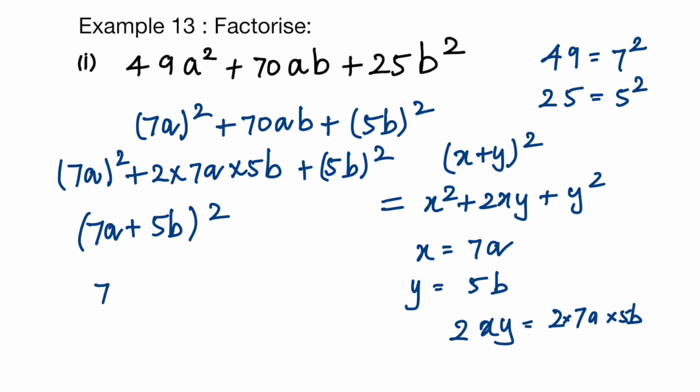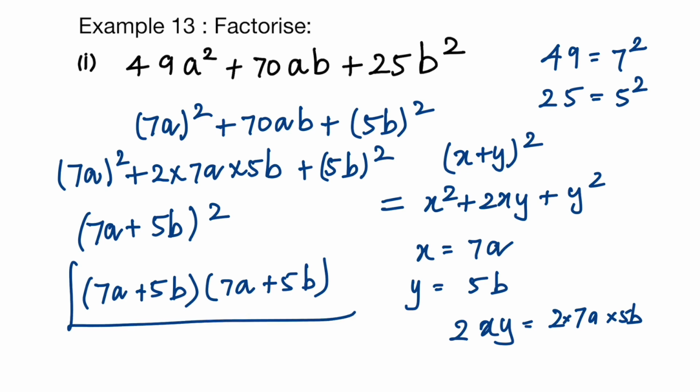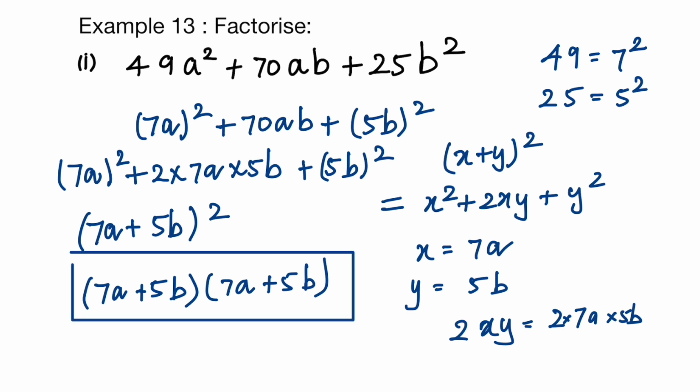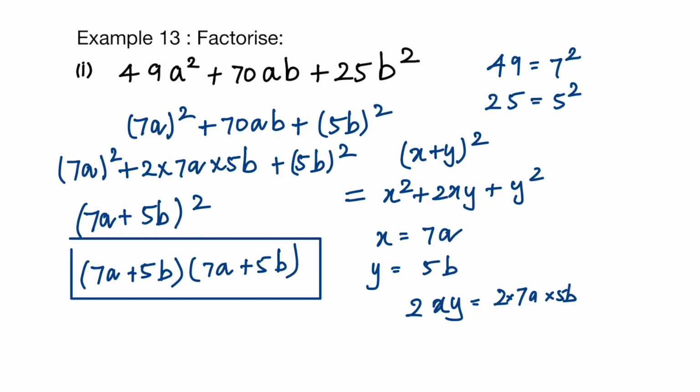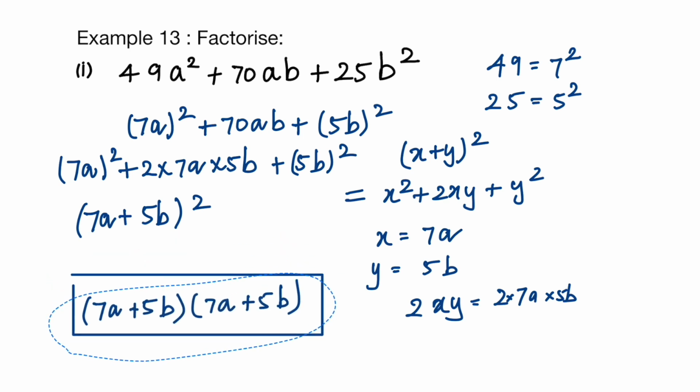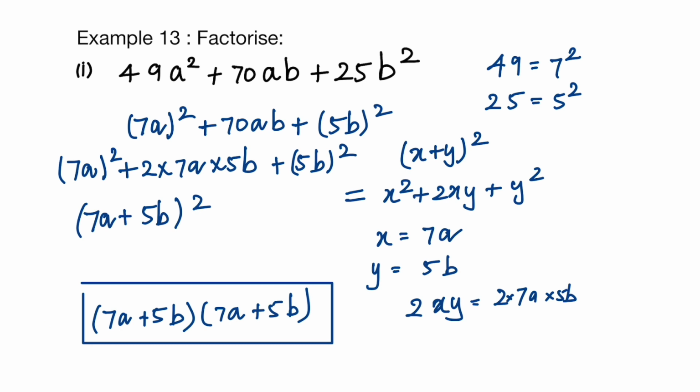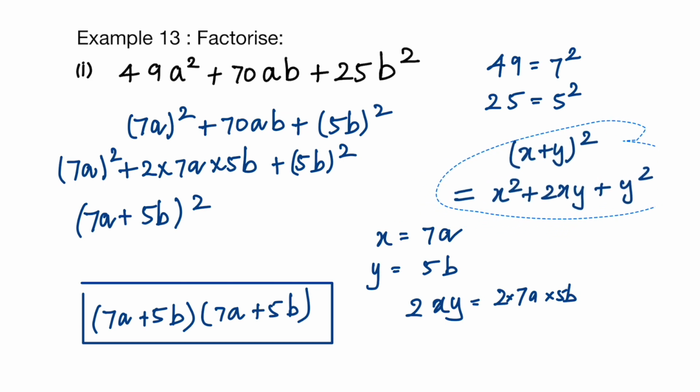Now 7a plus 5b the whole square is basically 7a plus 5b into 7a plus 5b. Why are we splitting it and writing it? Because that is how you express a polynomial in its factorized form. So by using algebraic identities, you can easily factorize a polynomial. I hope you understood this. This is very easy as well.